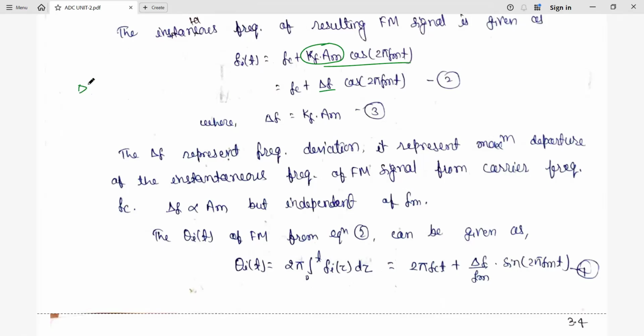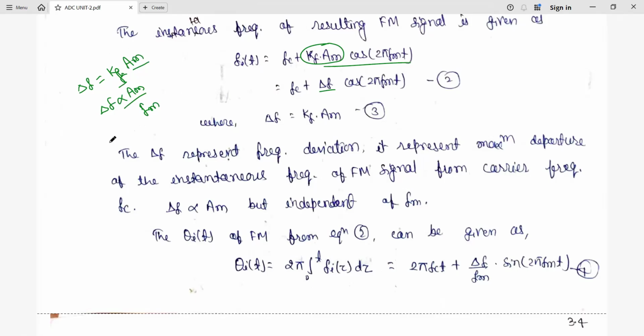A 1 mark question will come: define the frequency deviation and write the expression for it. So delta f is what here? Kf into Am. Kf is the frequency sensitivity, and Am is the amplitude of the message signal. So you see that delta f is proportional to the amplitude of the message signal, and it is independent of the frequency of the message signal. That we have to keep in mind.